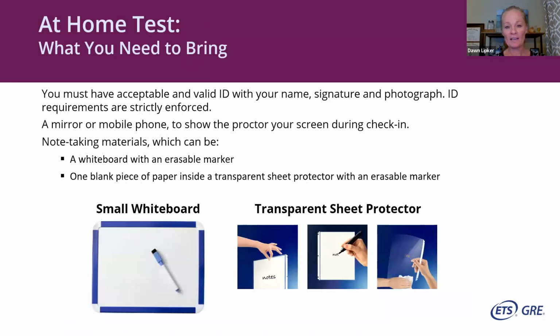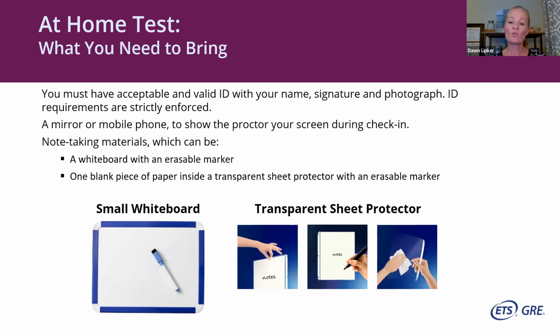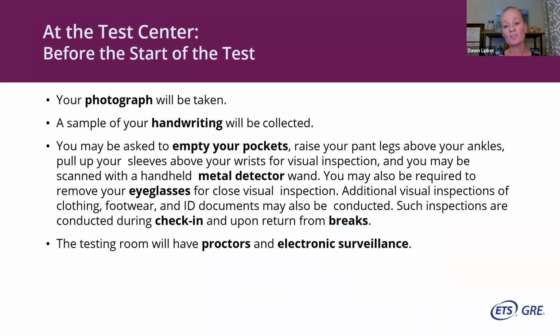Something additional for the at-home testing: you can see on there the valid ID and the mirror, but for note-taking materials, you can't use the pen and paper that you would at the test center. You could use a small whiteboard, or you can use clear sheet protectors. You can put a piece of paper through it so the proctor can see it. When you write down your notes, that's a great way to do your outline, and a great way to do some of your quantitative reasoning. But you will need to show the proctor once it is erased each time so they can make sure you're not keeping that information. That's something you'll need for the at-home test specifically.